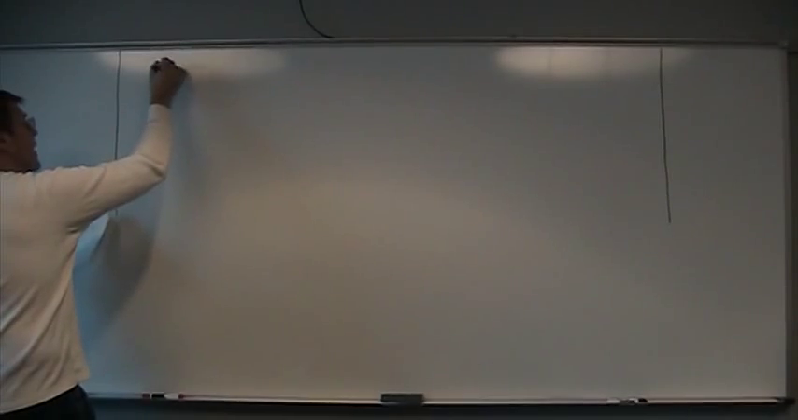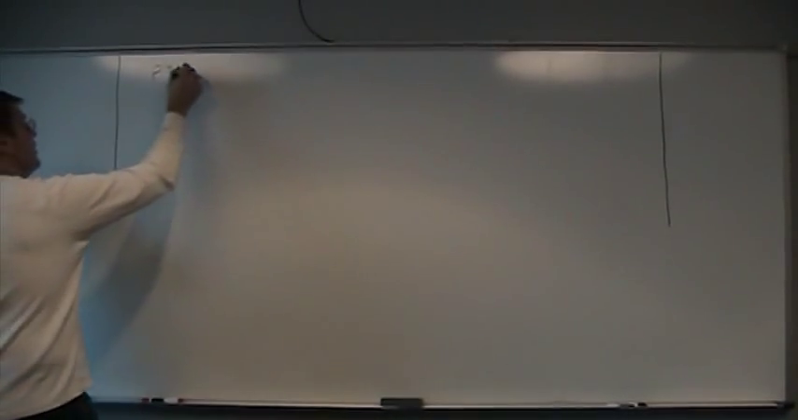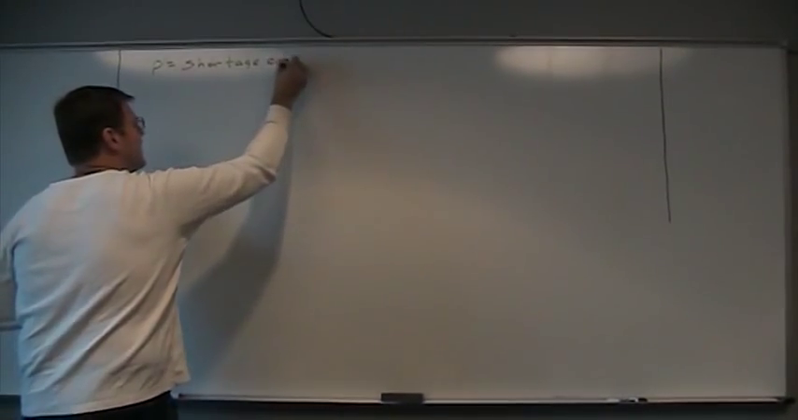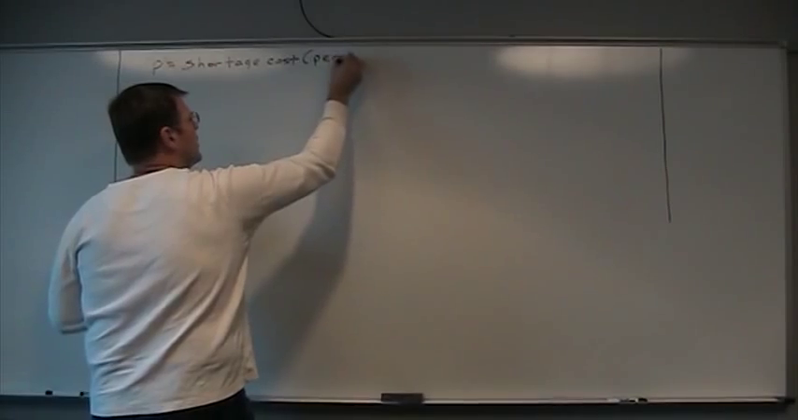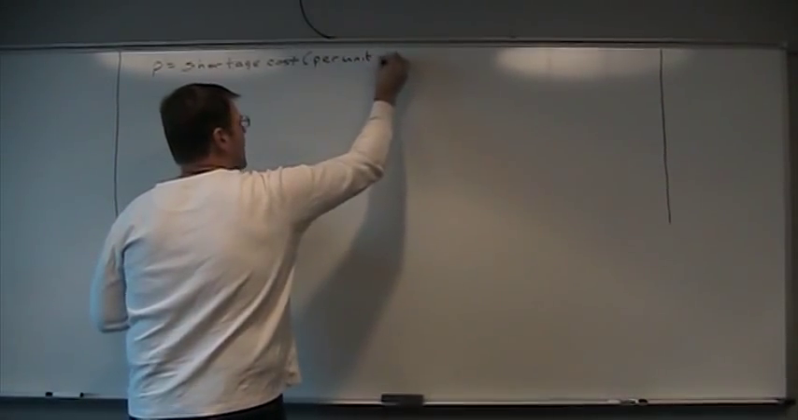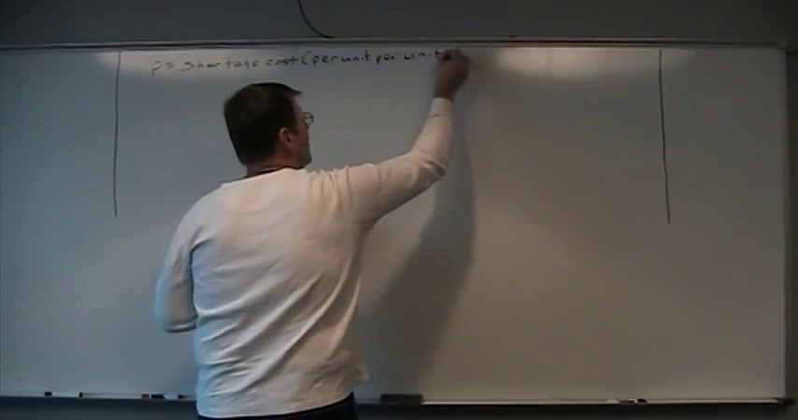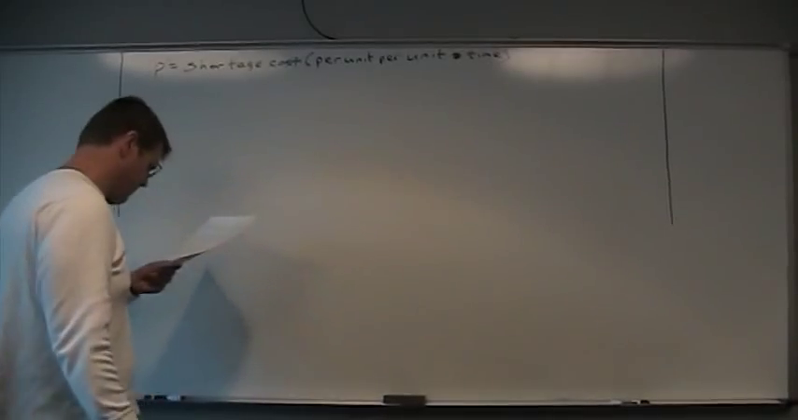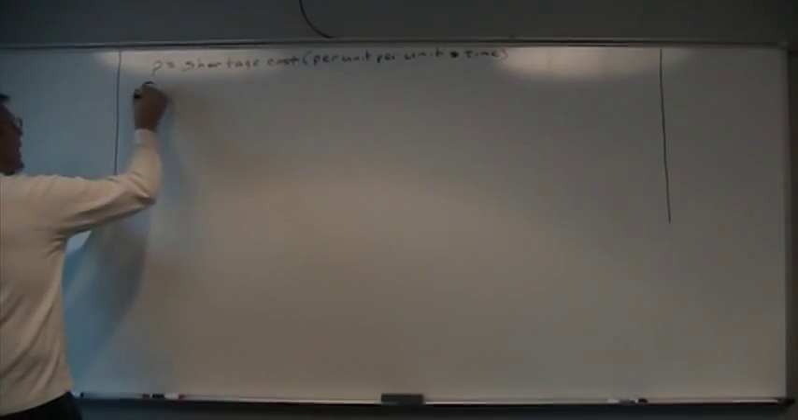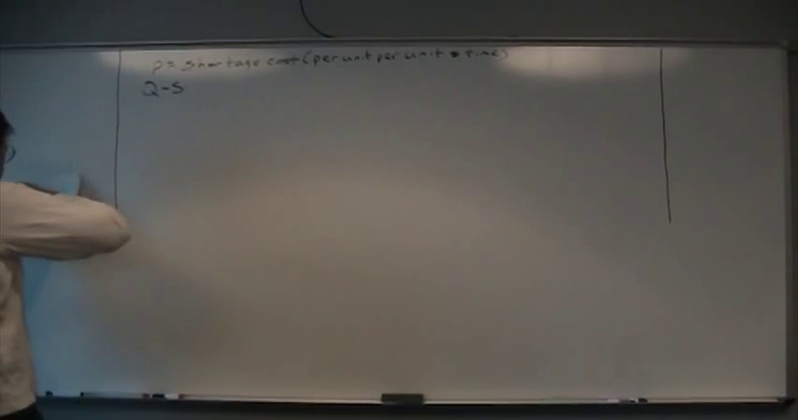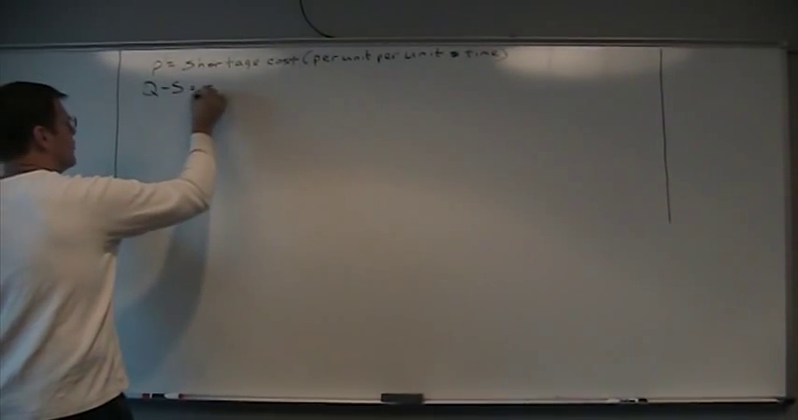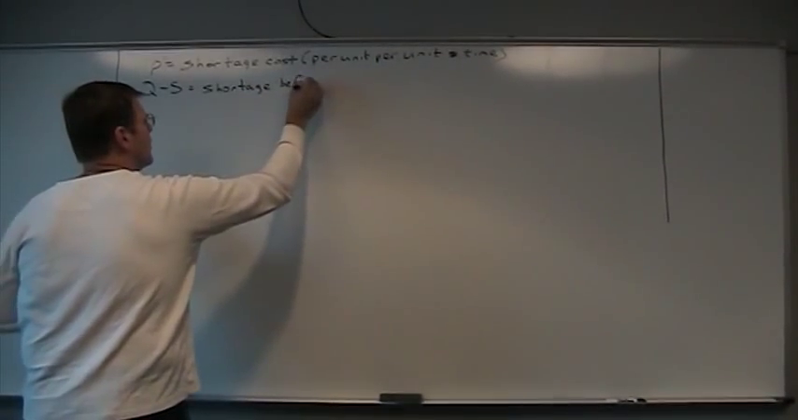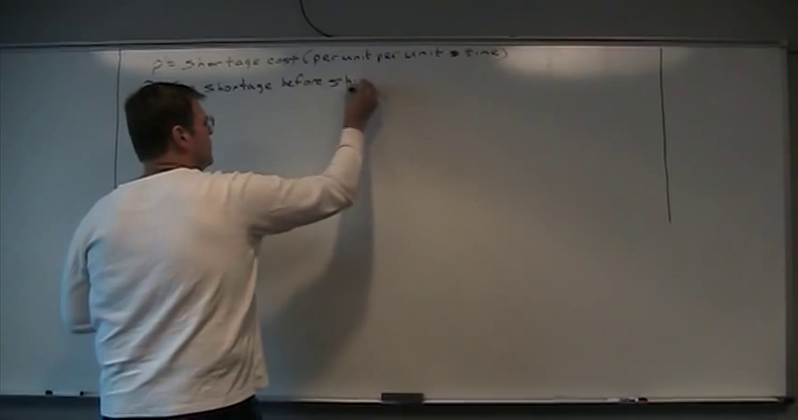Reminder from the last class, lowercase p here is your shortage cost. And again, this is per unit time. And the quantity Q minus S is the shortage before the shipment arrival.